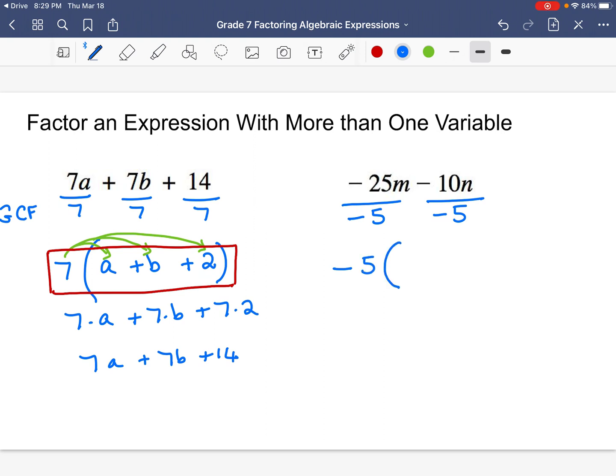Negative 25 divided by negative 5. Negative divided by negative is positive 5m. And negative 10n divided by negative 5, you've got negative divided by negative, so that's going to be positive as well, plus 2n. So there we have factored negative 25m minus 10n and got negative 5 times 5m plus 2n.